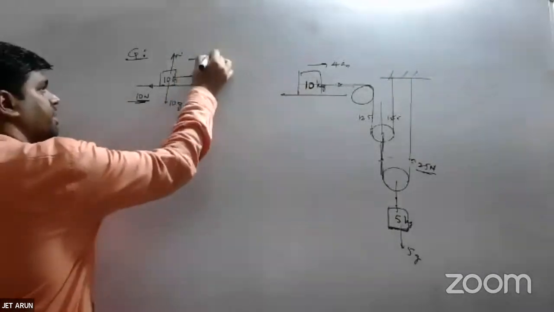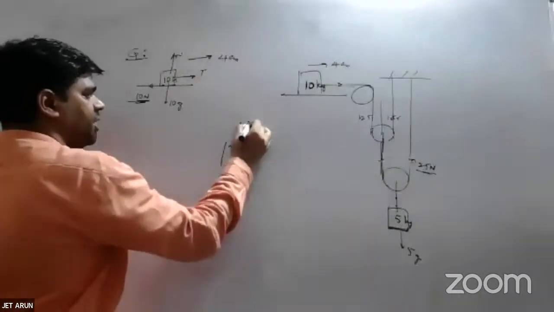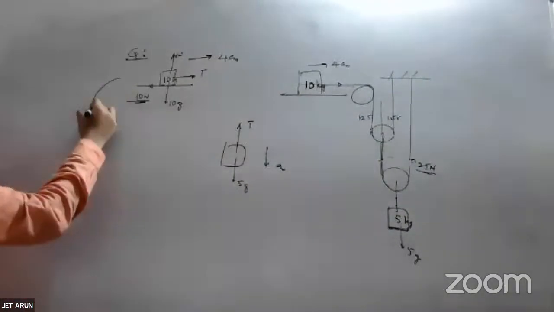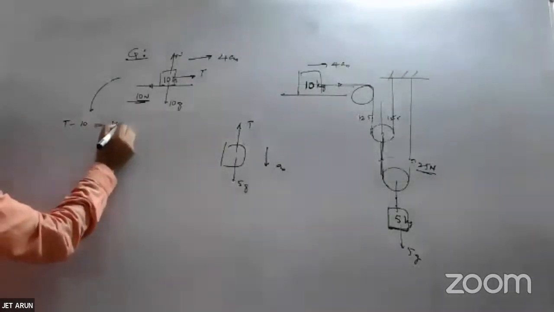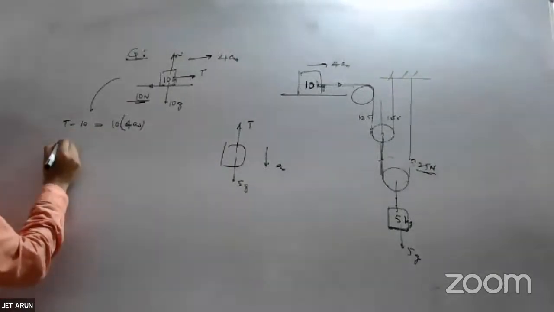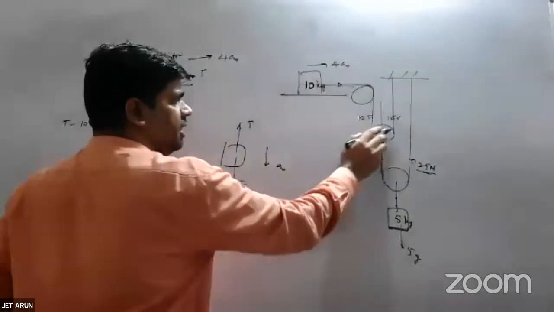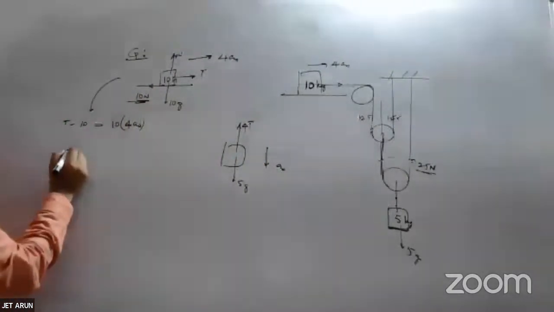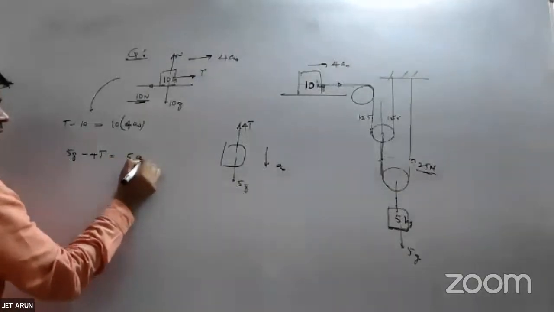So my 10 kg block would move towards right with an acceleration of 4a0, and for the lower block, tension upward, 5g downward, acceleration a0 downward. So for this, I'll write the equation as T minus 10 is equal to 10 times 4a0. And for this, look at this, I made a mistake. If this is T, this is T, 2T. If this is 2T, 2T, 2T, 4T. So this is 4T here. So 5g minus 4T is equal to 5 times a0.